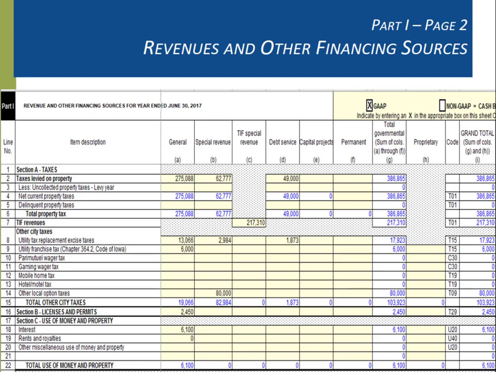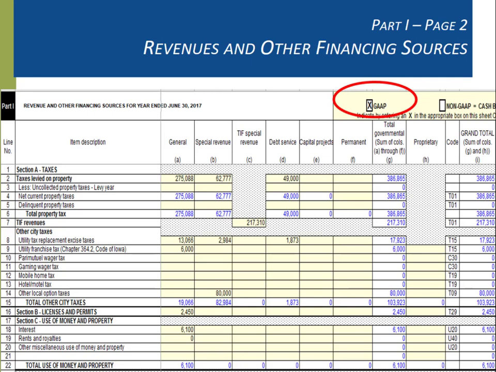So here we go. Part 1, page 2, revenues and other financing sources. Here is a change from last year. At the top of the page, there are these little boxes for GAAP or non-GAAP cash basis accounting. In previous years, you needed to select one of the two boxes. This year, the non-GAAP or cash basis accounting will automatically be X'd when you open the workbook. If you're a city using GAAP accounting, you will need to move the X to the GAAP box.